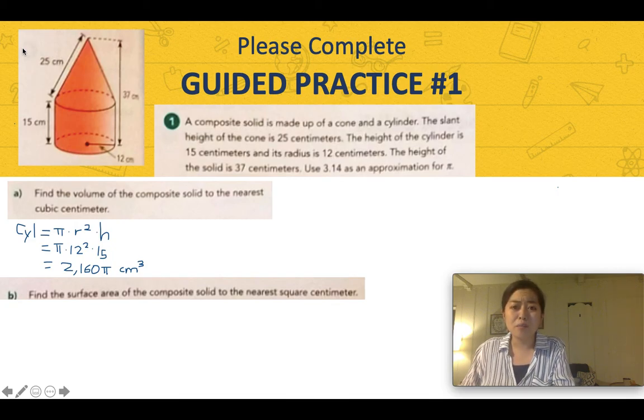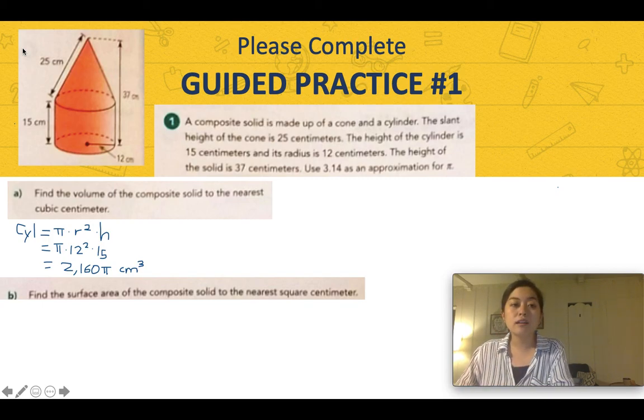Now the last sentence of the problem says to use 3.14 as an approximation for pi. But for now, I'm going to keep pi there, okay? Because I don't want to deal with pi until my final step. That'll give us a more accurate calculation of the actual volume of this composite solid, okay? So I'm gonna save the pi.